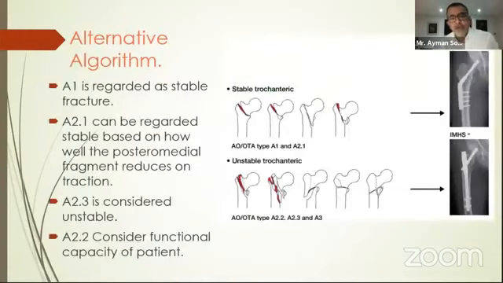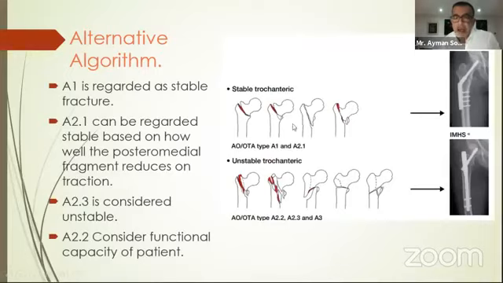Now that's an alternative algorithm. I quite like this one because I quite like to think that the A21s, if they are satisfactorily reduced, would have a stable entity, as indeed in the Evans classification.